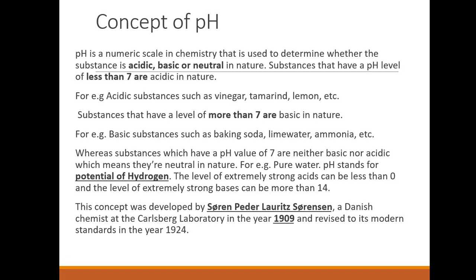This concept was developed by Sorensen in 1909, by which the strength of acidic as well as basic solutions could be represented by making use of the hydrogen ion concentration in the solution. pH stands for potential of hydrogen. The pH of extremely strong acids can be less than 0 and the pH of extremely strong bases can be more than 14.